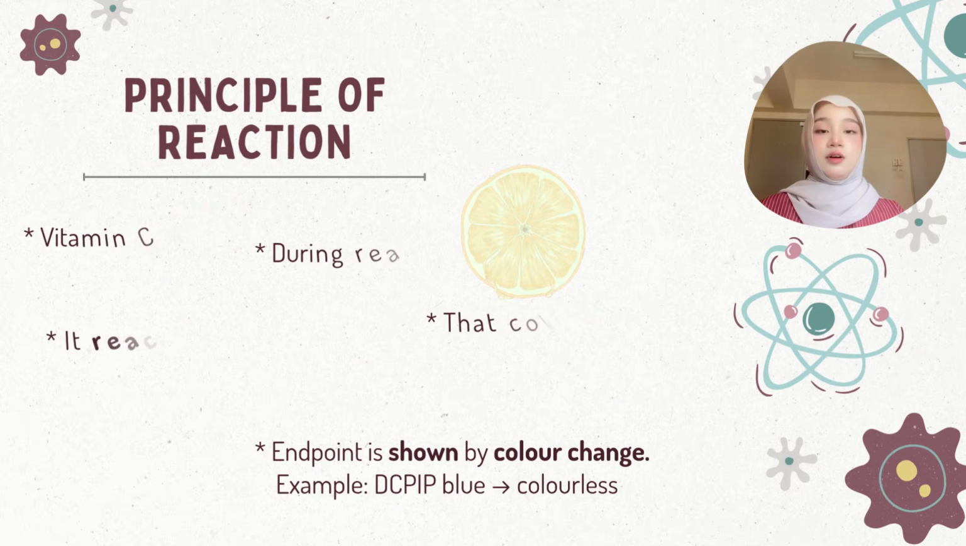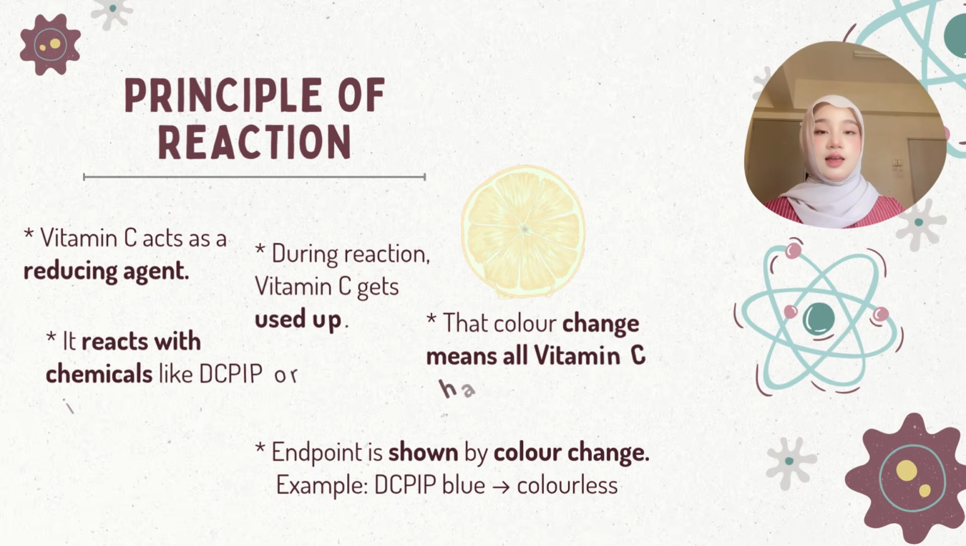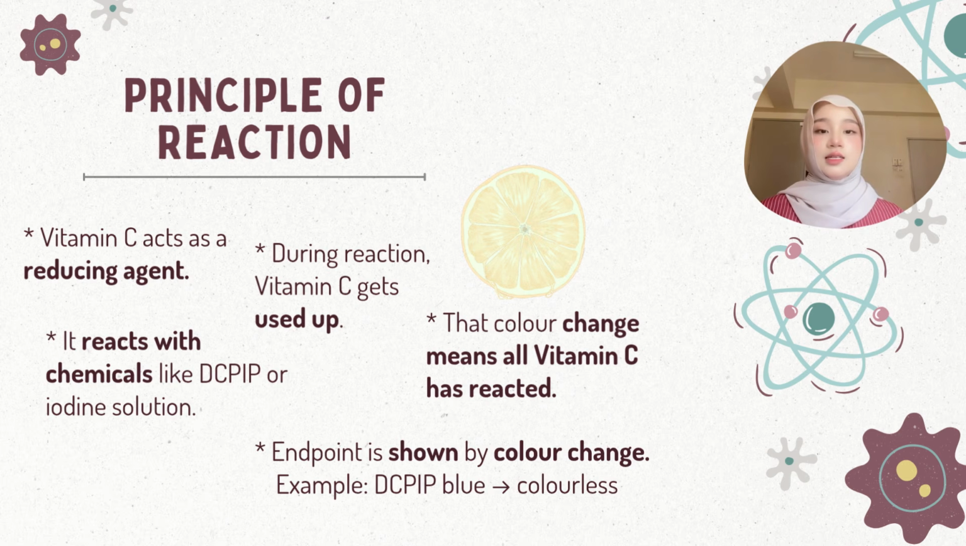The main principle for our topic is that vitamin C acts as a reducing agent. It reacts with chemicals such as DCPIP or an iodine solution. During the reaction, vitamin C will be used up, so the endpoint can be seen through a color change. For example, DCPIP changes from blue to colorless. So this shows that the vitamin C has fully reacted.